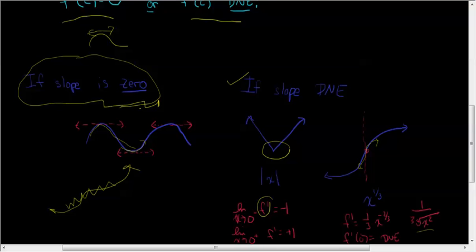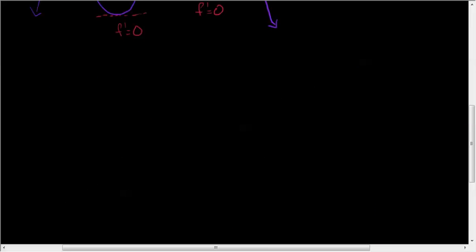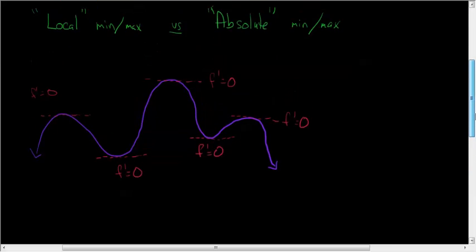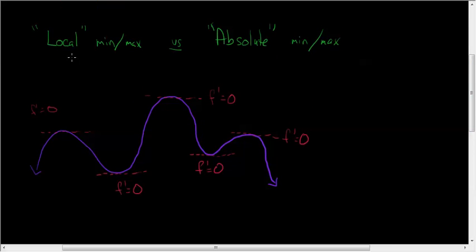All right, so what do we do with these critical numbers? What we do with the critical numbers is we use them to help us find local minimums and local maximums. That's different than absolute minimums and maximums. We'll work on those in a few weeks. But right now we're talking about local mins and local maxes.